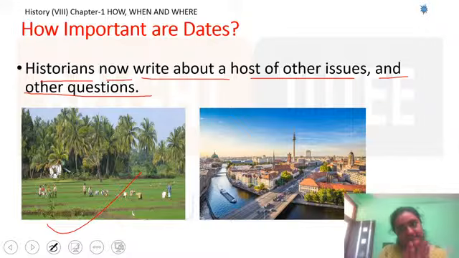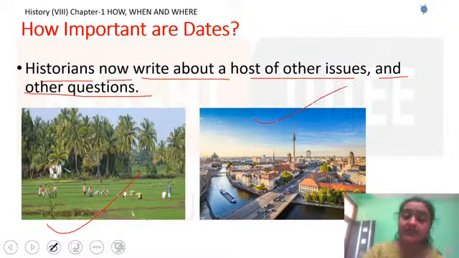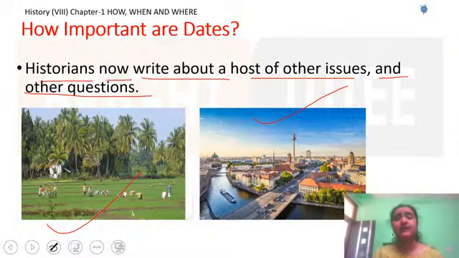Are you realizing this? We are shifting from one group to another. Earlier we were talking about kings and nobilities, but now the focus has shifted from them to common people, to normal people. How we are living, what is our livelihood, what we are growing, what we are eating, and how cities and markets are developing. So this kind of history is now being written.